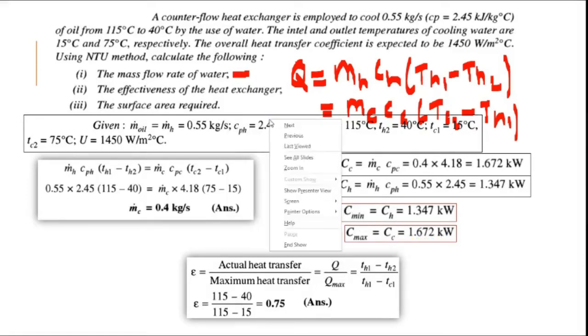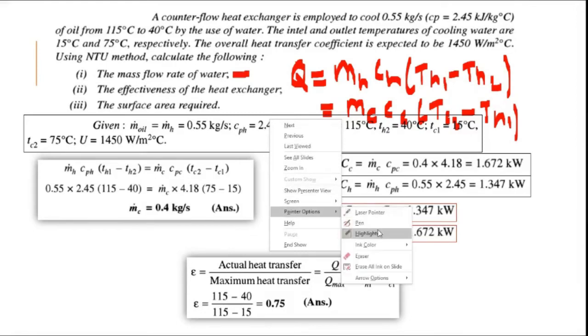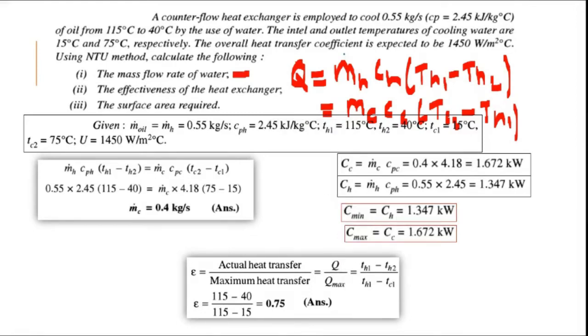Now, what values are known over here? Here, mH is the mass flow rate of the oil. So, mass flow rate of oil is given as 0.55. cH is specific heat of oil, which is given as 2.45. Inlet and outlet temperatures of oil are given. So, we can find out rate of heat transfer using this formula. Yes or no? Yes. Can we find out the rate of heat transfer? Okay. Same thing is equal to mC. mC means it is the mass flow rate of cold water. This is the data which we have to determine.